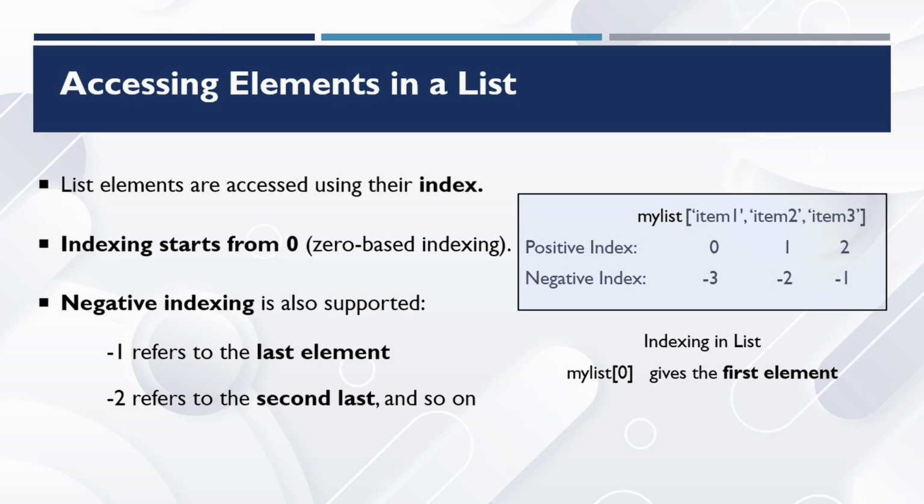Python also supports negative indexing, which allows us to count from the end of the list. So my_list[-1] gives us the last element and my_list[-2] gives us the second to last element. This makes it easy to work with elements from both the beginning and the end of the list.